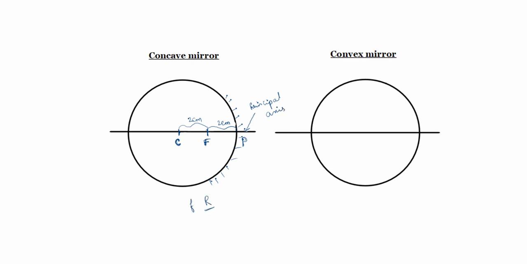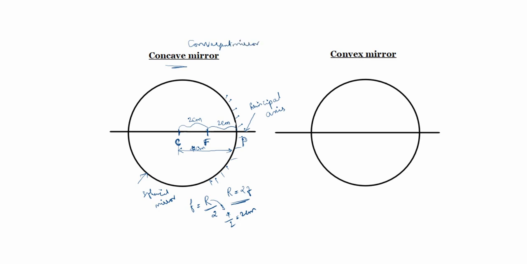F is equal to radius of curvature divided by 2, or otherwise, radius of curvature is equal to 2F. You see here in this case, this is 2, this is 4, right? So the radius of curvature is 4 centimeters. So 4 by 2 is 2 centimeter. You see here, this value comes 2, right? Center of curvature 4, focus is 2. This is a spherical mirror. The concave mirror is a convergent mirror.